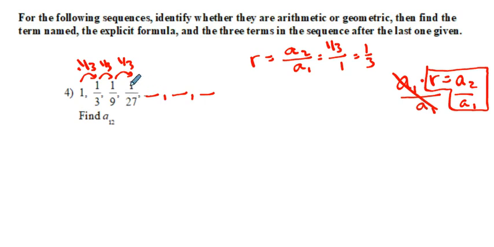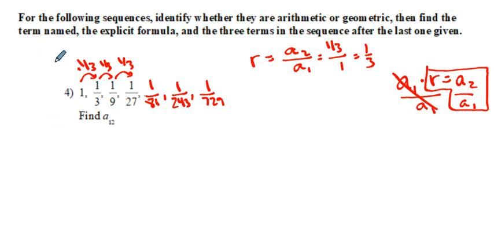This is a recursive way of looking at it, that we're always going to look at the last term listed, and multiply by 1/3 to get to the next term. So in this case, I'll just use this little bar as a fraction. We get 1/81, then 1/243, and 1/729. So you can just keep multiplying by 1/3, and you'll get the next 3 terms in the sequence.